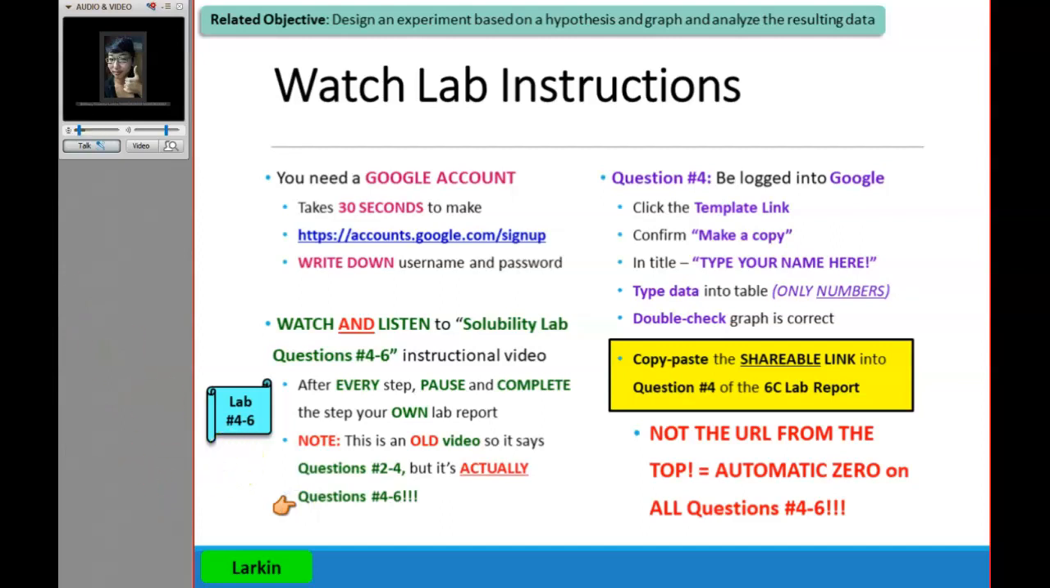Give me a lightning bolt if you understand. Again, I know it's an old video. The questions are a little bit off, but it's still the correct instructions. Still the correct steps. Cool. Question 4, make sure you're logged into Google.